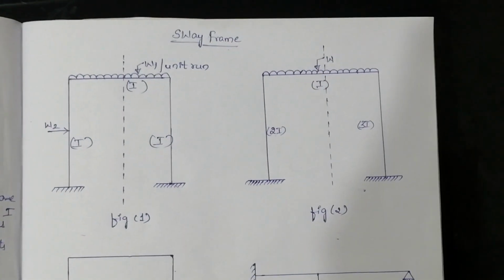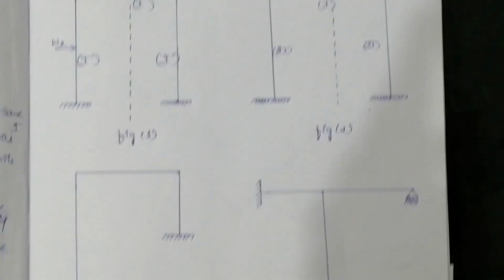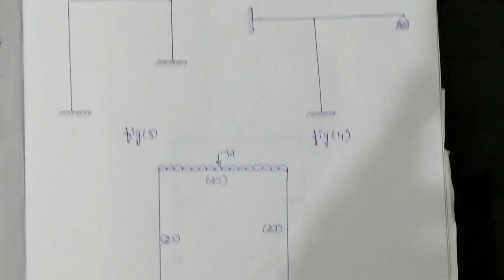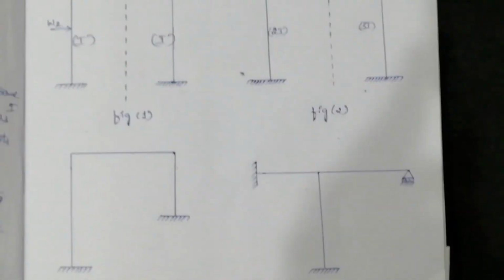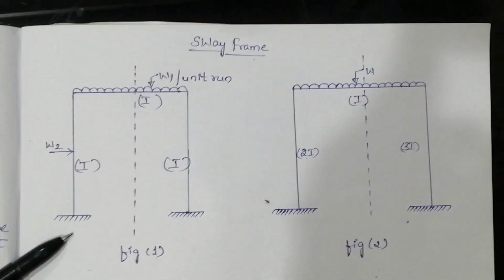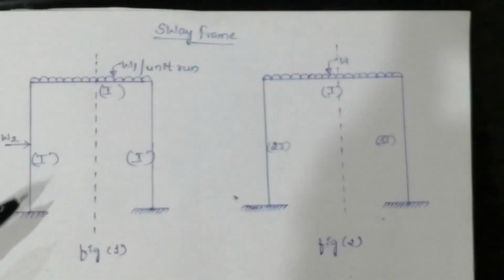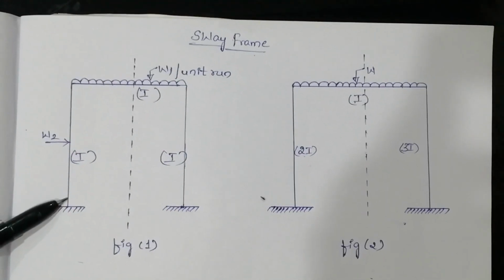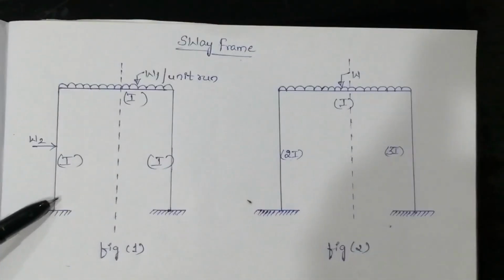Now look at these figures 1, 2, 3, 4 and 5 as examples of a sway frame. Now at figure 1, the first condition is not satisfied as a unit load W2 is acting on the left column and it is not symmetric.